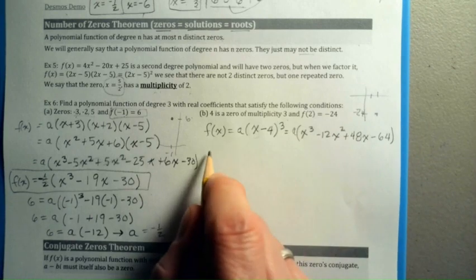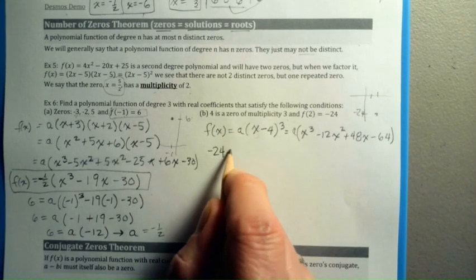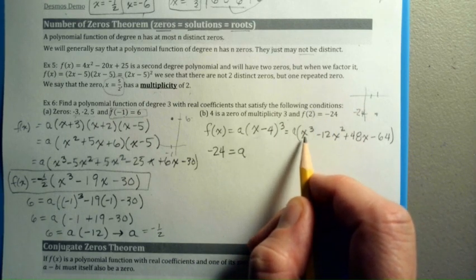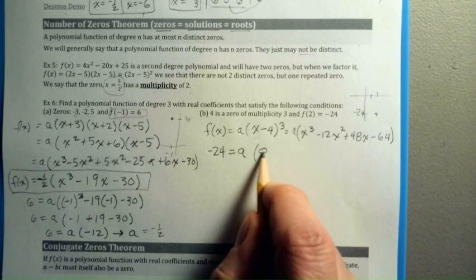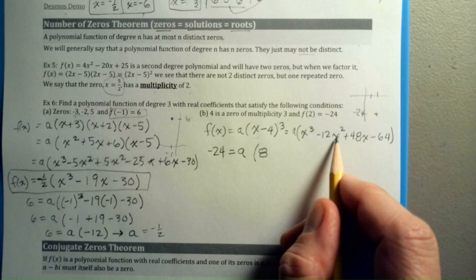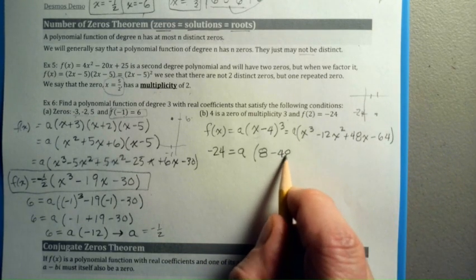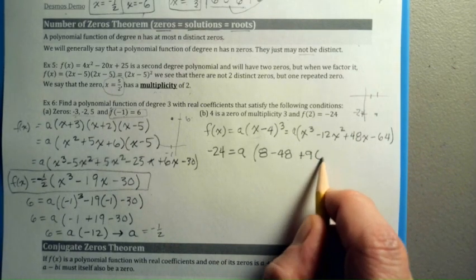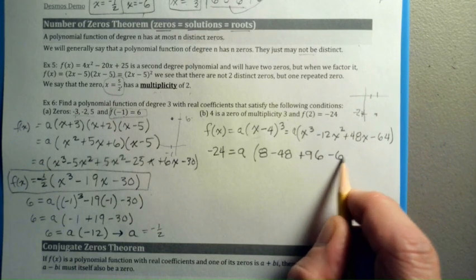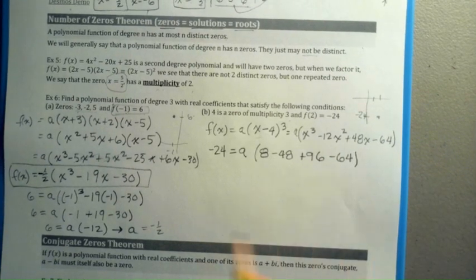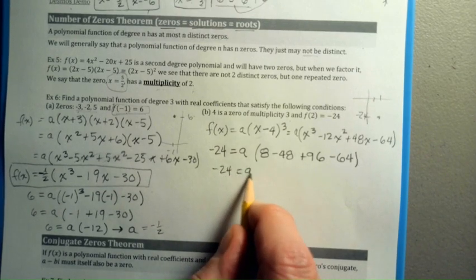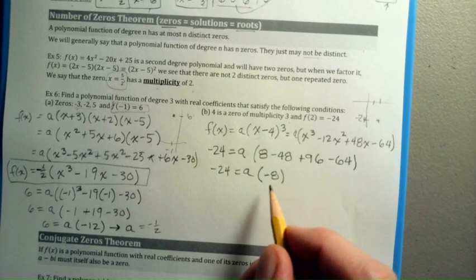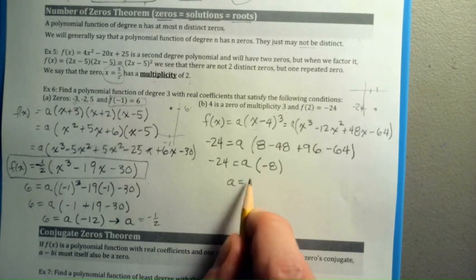All right, so let's plug in what we know. We know the function is going to be equal to negative 24 when we put in a 2. So let's put a 2 in for these things. That's going to be an 8. Put a 2 into this, that's going to be negative 48. Put a 2 in for x here, and that's going to be plus 96. And then the last part is 64. So that's negative 24 equals a times, and if we simplify all that, we get negative 8. Then if we divide through by negative 8, we know that a has got to equal 3.